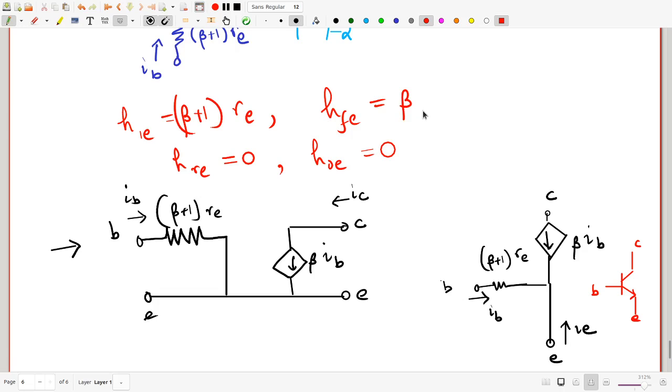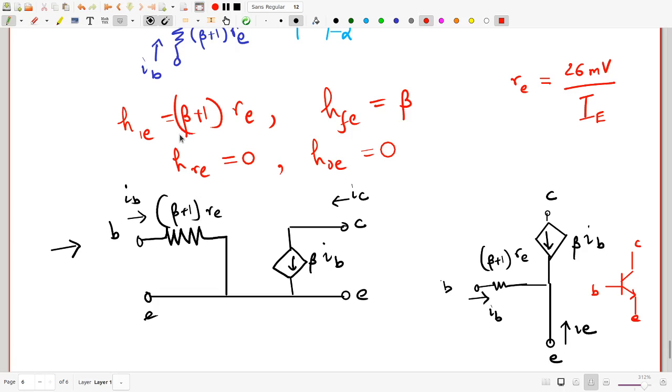HFE is beta, so that's of the order of 100, 200 depending on the transistor. What about HIE? Just to remind you, RE is the diode forward AC resistance, which as we worked out was roughly 26 millivolts divided by the emitter current. This is the DC bias emitter current. Typical DC bias currents are of the order of a few milliamperes. So RE is of the order of 10 ohms or so. That's a very tiny resistance.